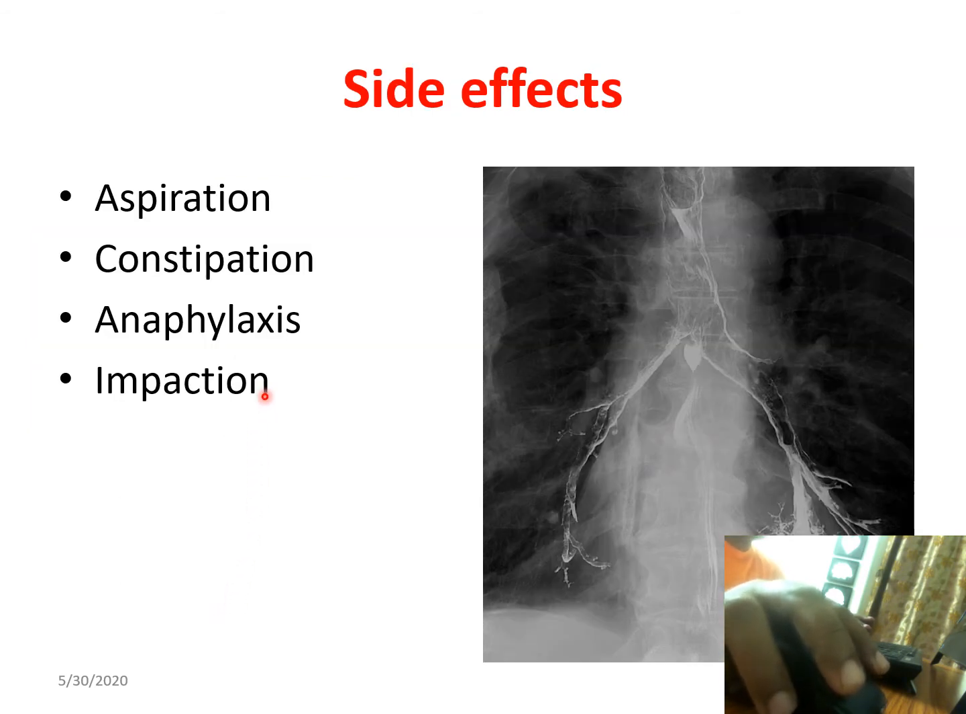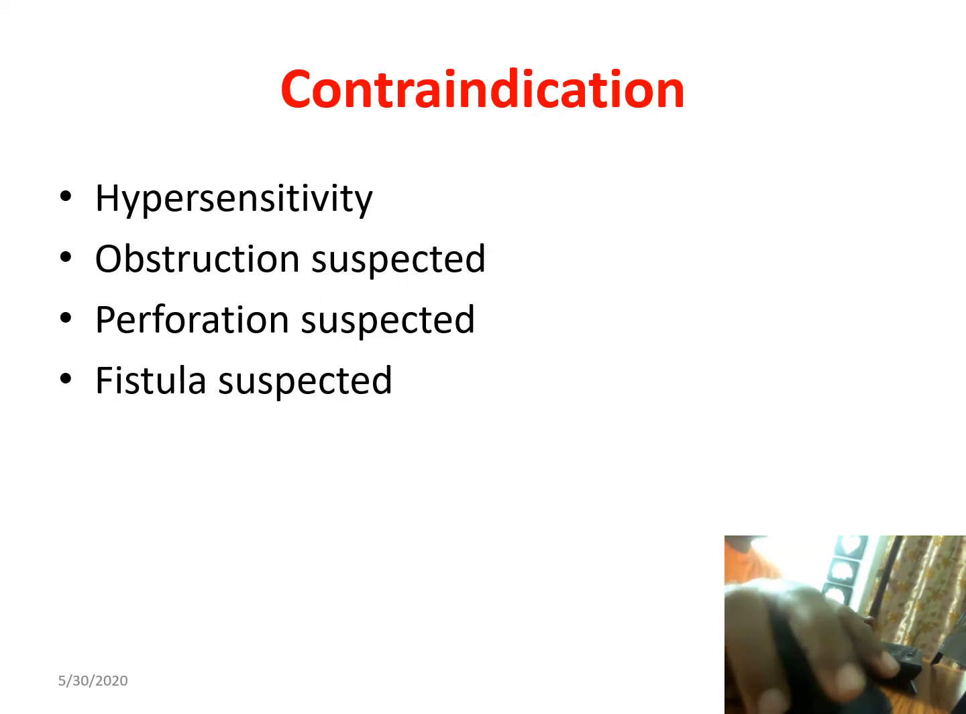Barium swallow also has some side effects. If there is a fistula or aspiration happens, you can see in this picture, I think it is a tracheoesophageal fistula aspirated to the lungs. There can also be constipation, and some people have anaphylaxis and barium impaction. It is mostly contraindicated in hypersensitivity, suspected obstruction, perforation, and fistula. So it is better not to do it in these conditions.